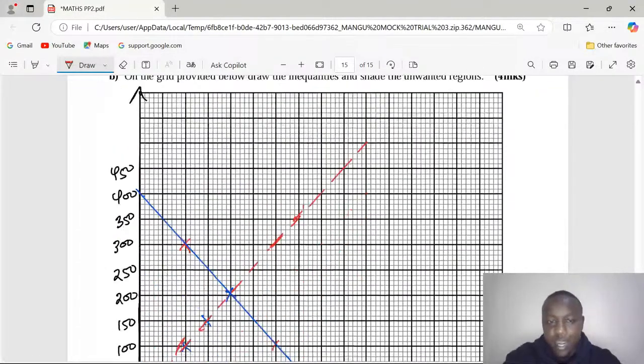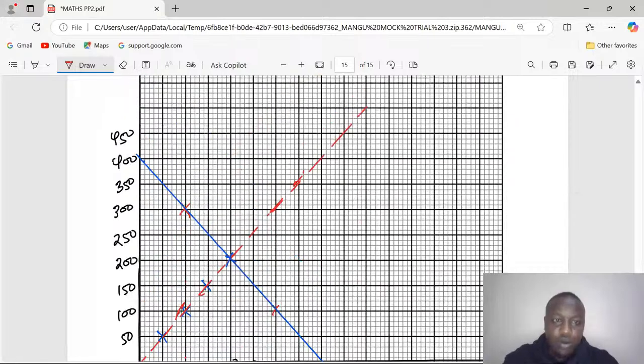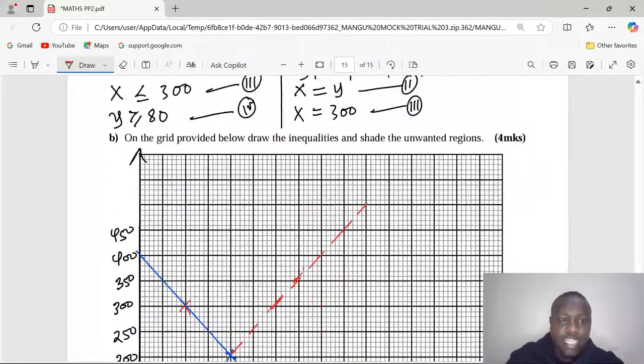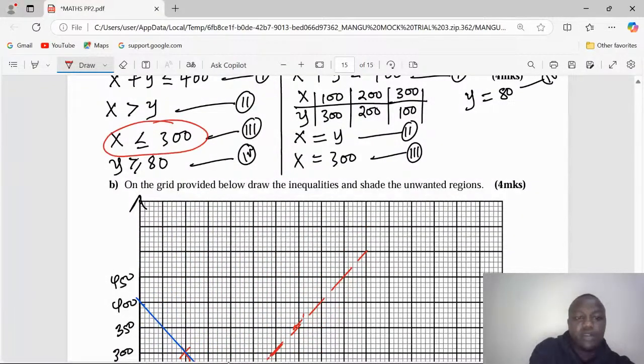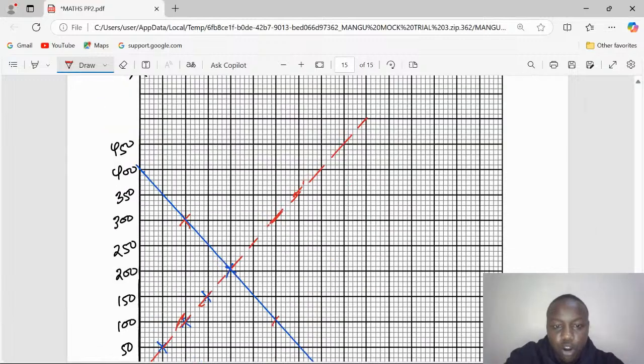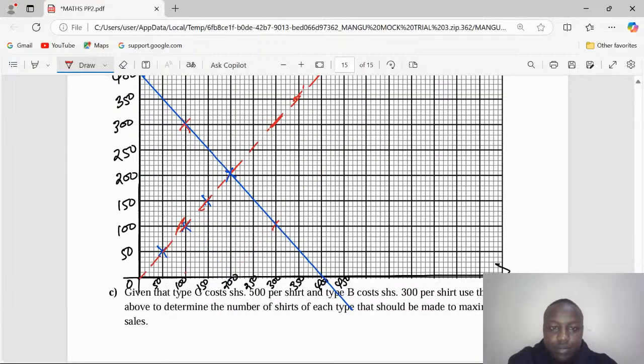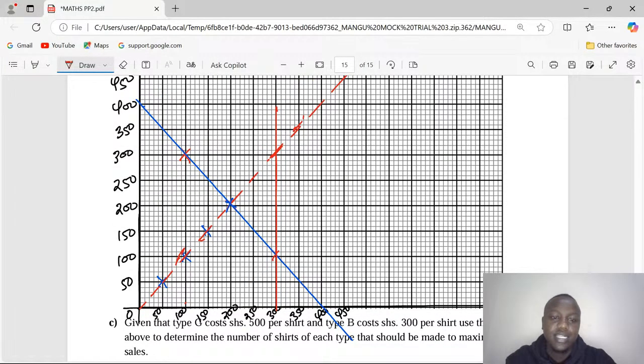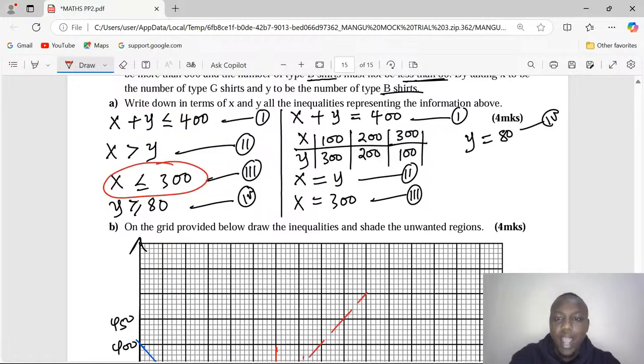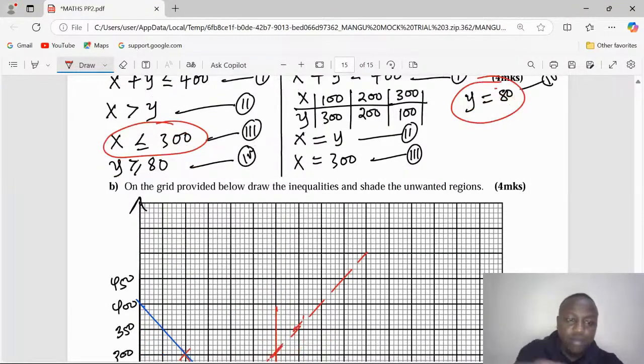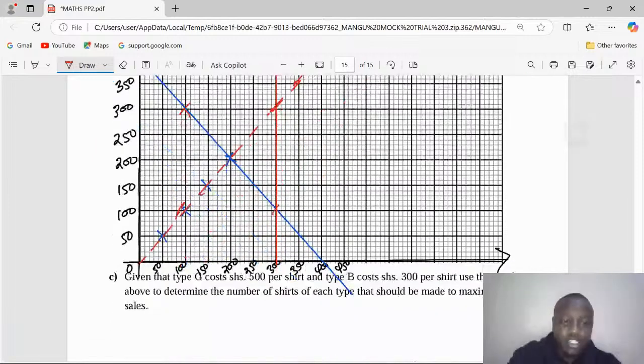The third one, x equals 300. So on the x-axis at 300, and it's a complete line. The nature of the inequality, it's supposed to be a complete line. So a complete line, x equals 300, like that. Then another complete line, y equals 80. Because of this nature of inequality, we make it complete. Making it complete now, point here.